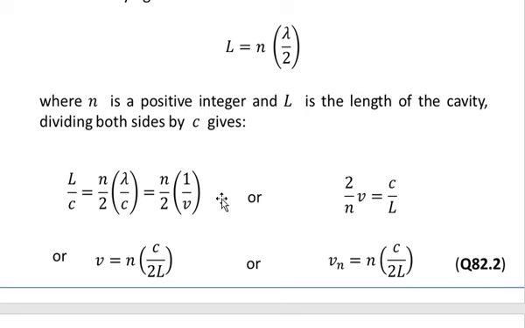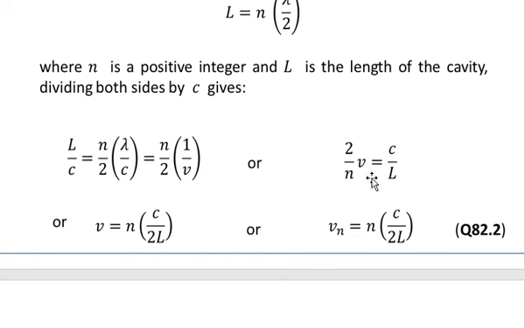So we can write down this equation as 2 over n times nu is equal to c over L. This is a rearrangement of the variables, or you can solve this equation for the value of nu. So nu is equal to n times c over 2L, and you can put a subscript n over here. So nu_n is equal to n times c over 2L.